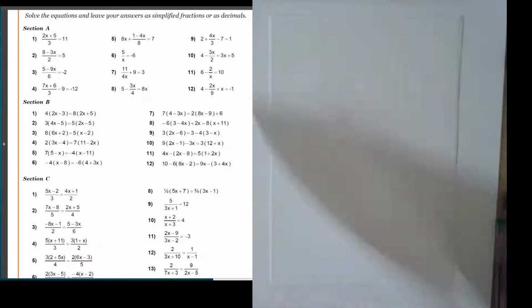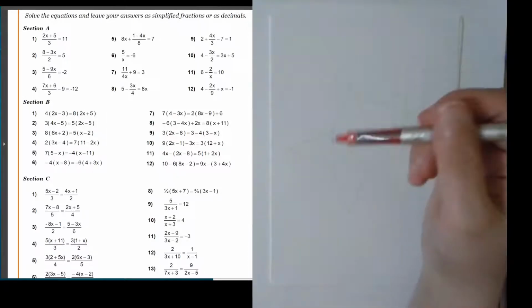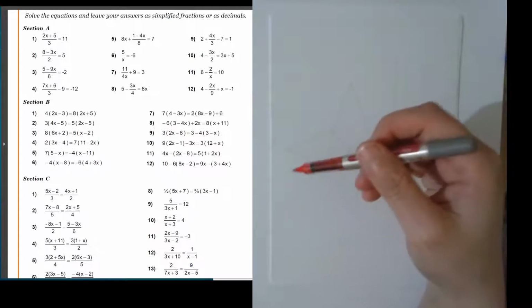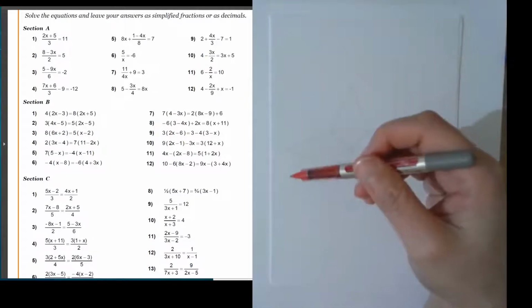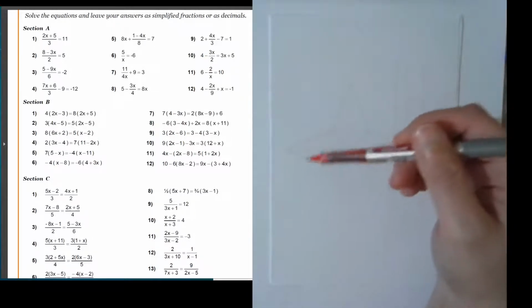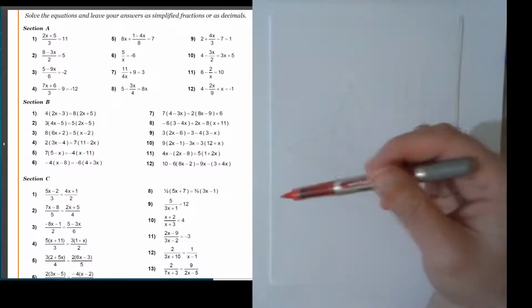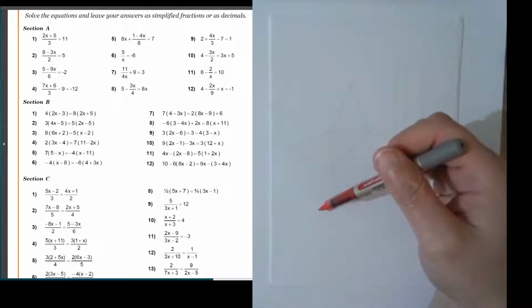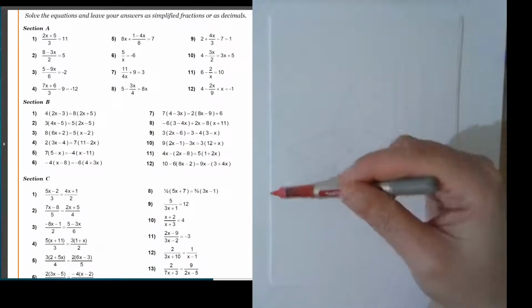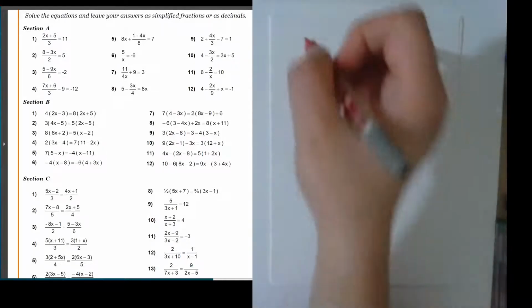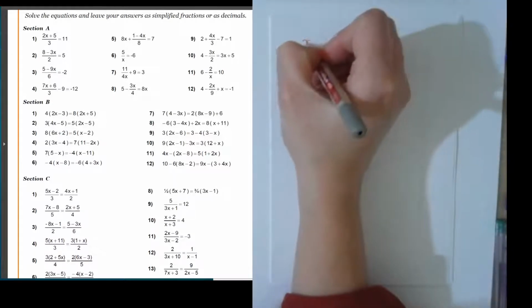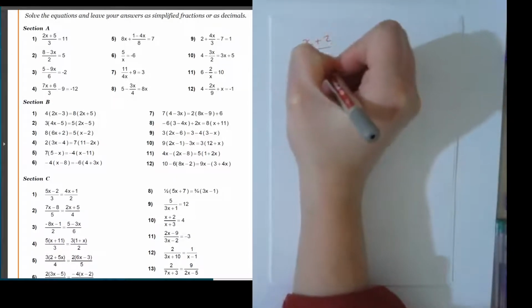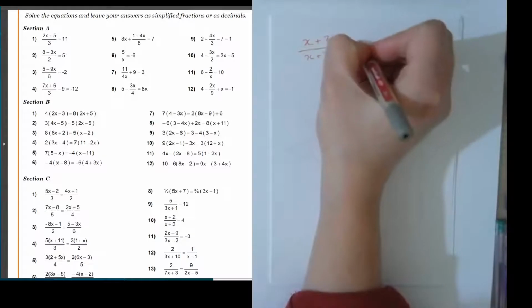Okay, and last but not least, it's where you've got fractions on both sides. So let's just look at those. You should be able to do stuff like 1 and 2 because you're just multiplying it by numbers. I'll just go through, let's go through 10. 10's a nice one. Okay, so 10 is x plus 2 over x plus 3 equals 4.